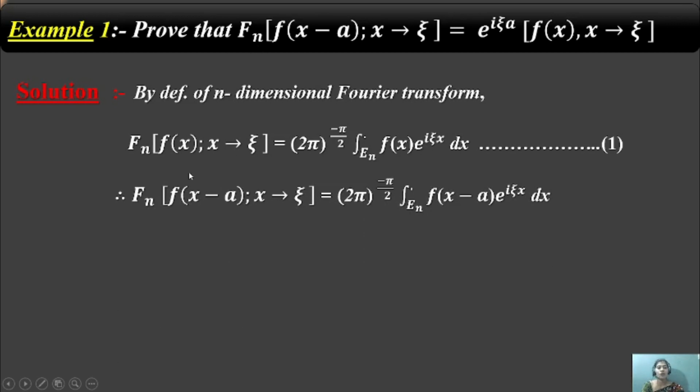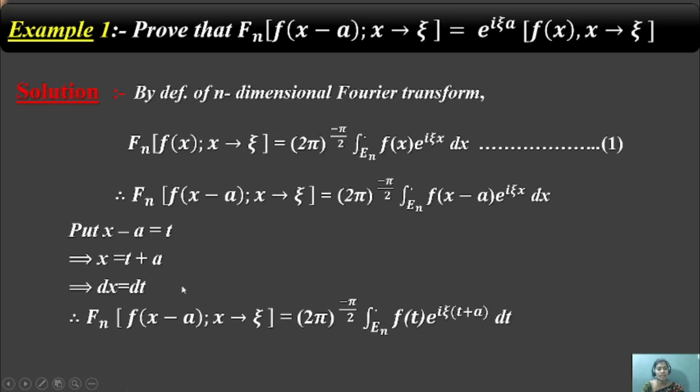We get the function F_n of f of x minus a, from x to xi, so x is replaced by x minus a in the form. All of this is a constant. Then to solve the equation, put x minus a equals t, so x equals t plus a and dx equals dt, because a is a constant. Then F_n of f of x minus a is the integral of f of t e to the power i xi times (t plus a) dt.